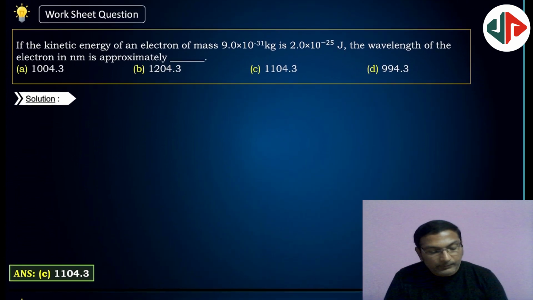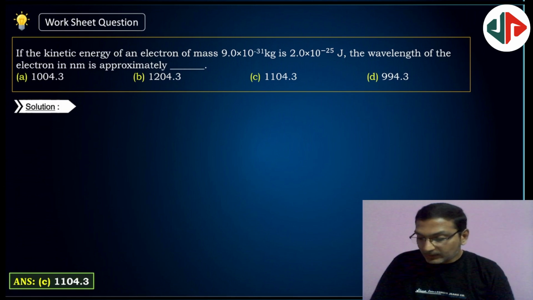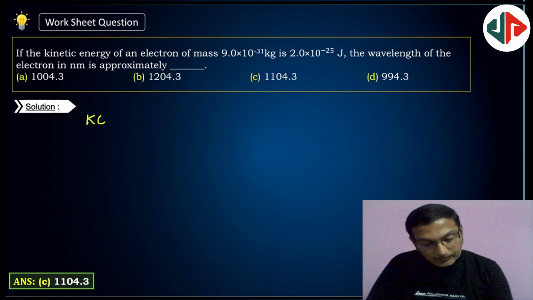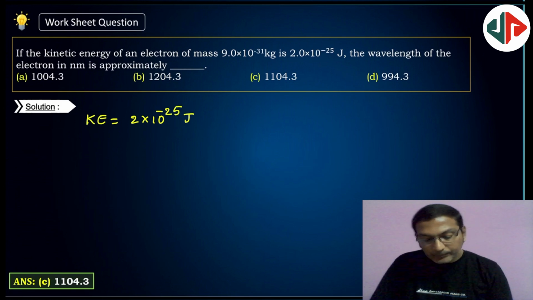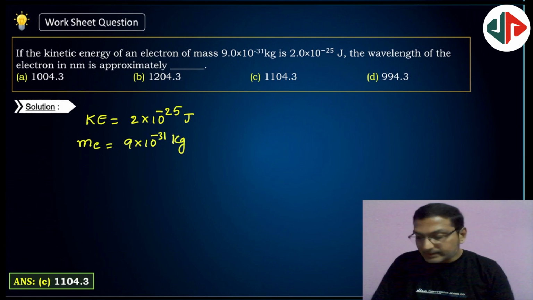Next one. If kinetic energy of an electron of mass 9 into 10 power minus 31 kg is 2 into 10 power minus 25 joules, the wavelength of electron in nanometers is approximately. Very important. So here kinetic energy is given. Kinetic energy 2 into 10 power minus 25 joules. Next, mass of electron 9 into 10 power minus 31 kg, SI units.